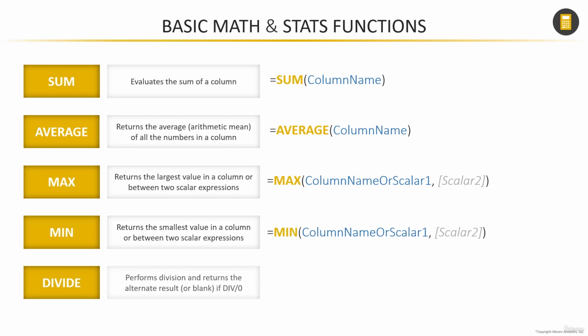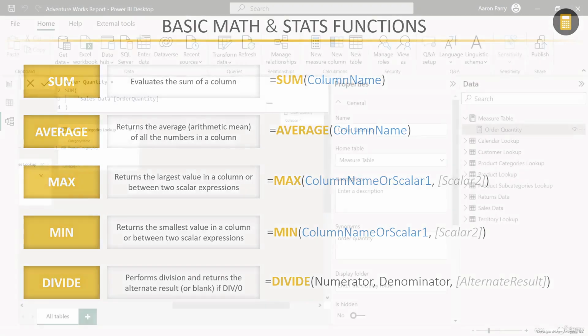And then divide. So this performs division, but it also includes the option for an alternate result, which is kind of like your value if error, baked right into the formula. All right, so here we've got our numerator, our denominator, and then our alternate result. So really straightforward, no surprises here. Let's head on over to Power BI and we'll practice some of these hands-on.